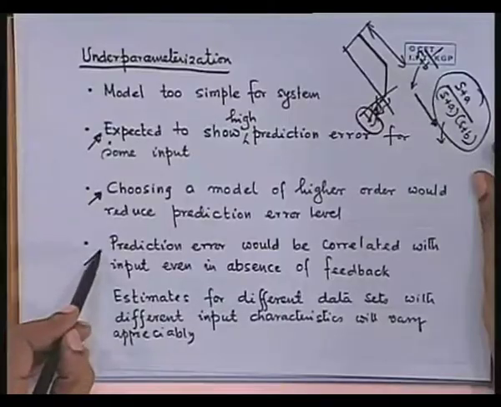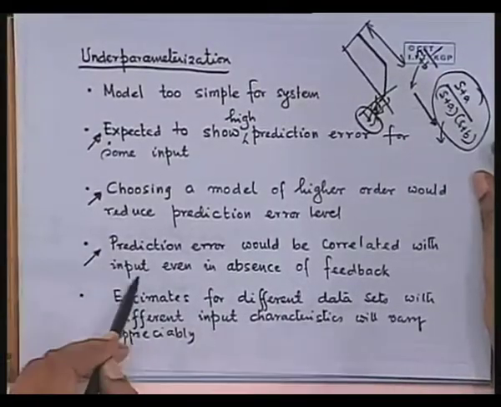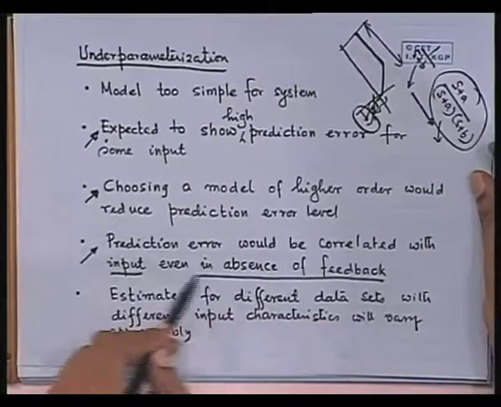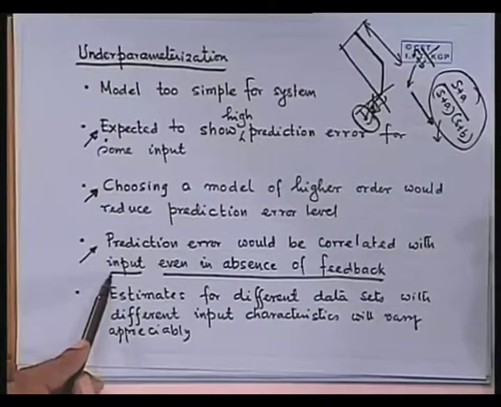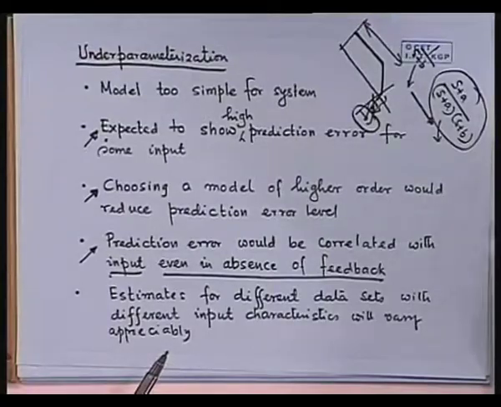Secondly, as I said, the prediction error would be uncorrelated with the input in the absence of feedback. If there is feedback, prediction error will naturally be correlated with the input because the input is being computed from the output. So this will hold only if you are not doing closed loop identification. If you are doing closed loop identification, this will not hold.